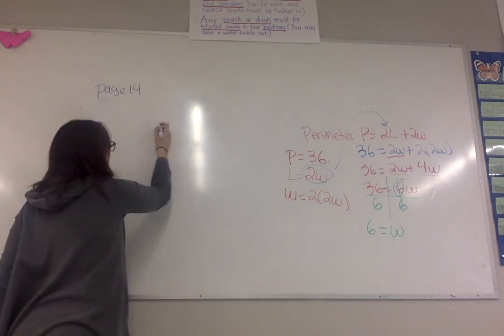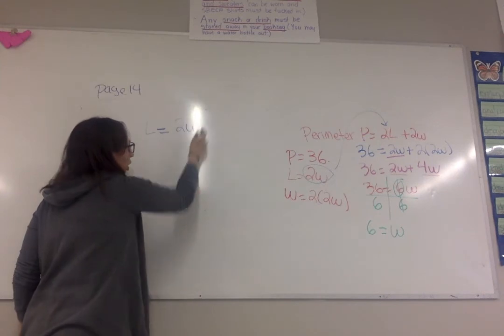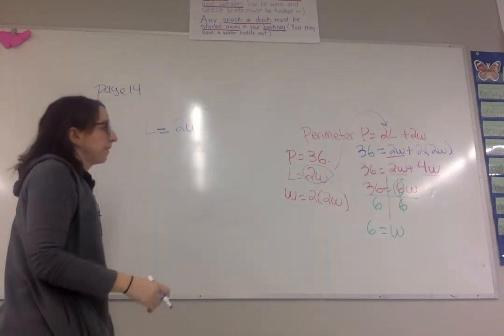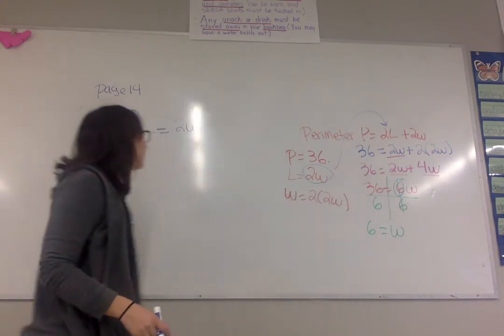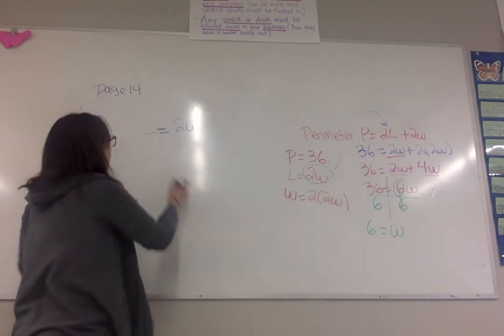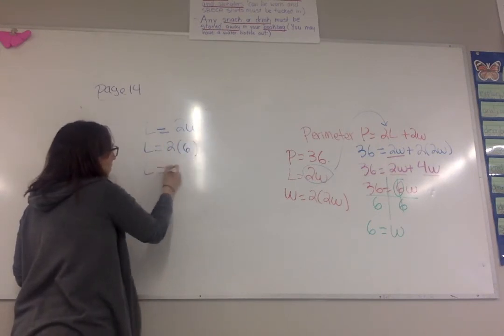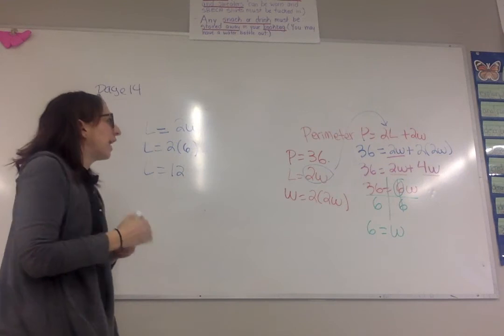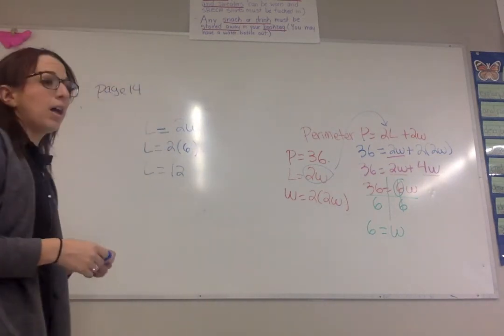We need to determine the length. The length is 2 times W. The length that we just got came to be 2W. When I solved the equation, I got the width to be 6. So the W now gets replaced with the 6. 2 times 6. The length is 12. So the rectangular mat has a length of 12.